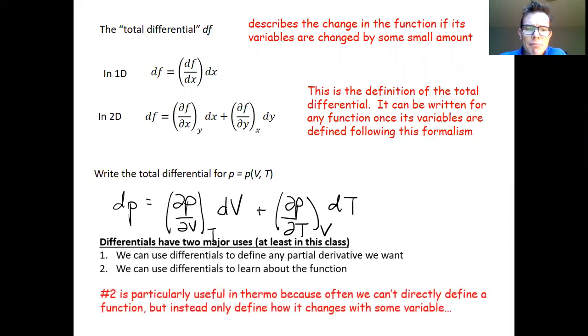All right, these expressions, differentials, have two major uses. We can use the differentials to define any partial derivative we want. I'm not going to go into great detail here. I'll give you some more notes on this in Canvas, which will describe how you do this. You can also look in Atkins. He has some stuff there. But the more important one is the second. We can use differentials to learn about the function itself. And number two here is particularly useful because in thermodynamics, we often can't directly define a function. I don't know what the function is, but I do know how it changes. And so that becomes useful.